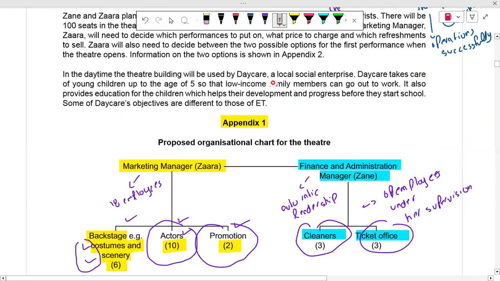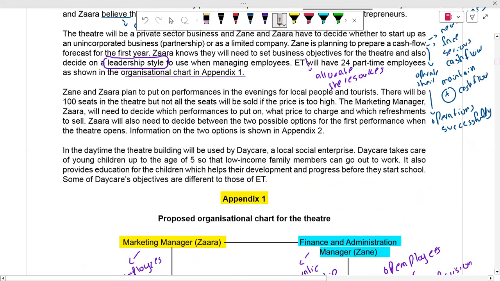We can see that Zara and Zane are coordinating with the employees, and they have some employees under their supervision. So it means that decision making is very important at this stage. So decision making is also a very important characteristic of a successful entrepreneur.